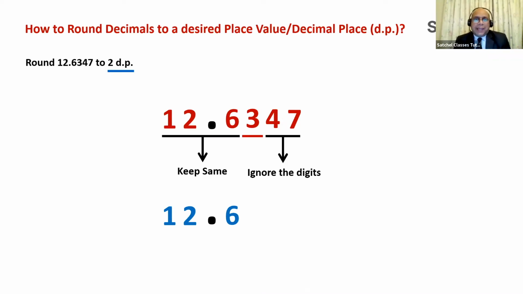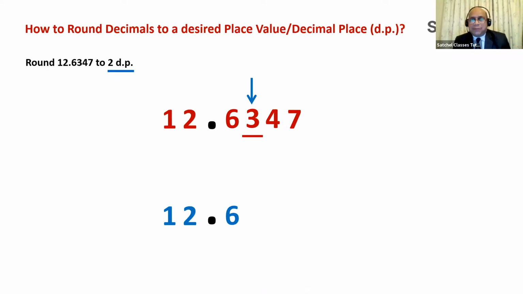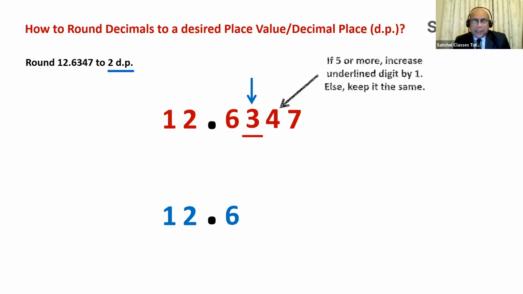Then the call on the underlined digit will be taken as per the original rule, which means the same rule. So you look at the digit next to 3, which is 4. Because 4 is less than 5, you put 3 as it is. So you don't have to bother about any other digit. That's your final answer, 12.63. So 12.6347 rounded to 2 decimal places is 12.63.